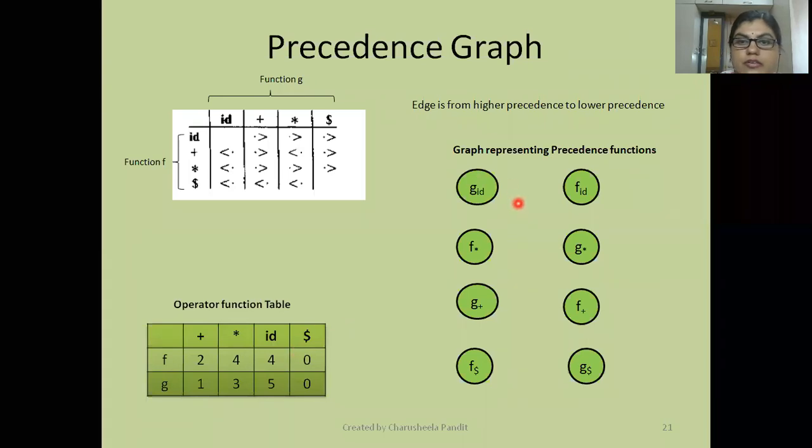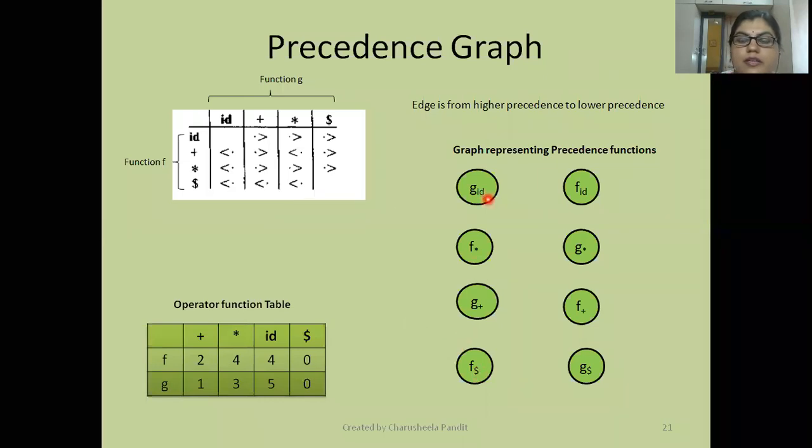So this is the operator function table, and we will get this after generating the precedence function graph, or a precedence graph. Once we are done with the precedence graph, we will be able to derive the values in the operator function table. To generate this graph, we will need the help of the operator precedence table. You can see the ID, star, plus, and dollar.